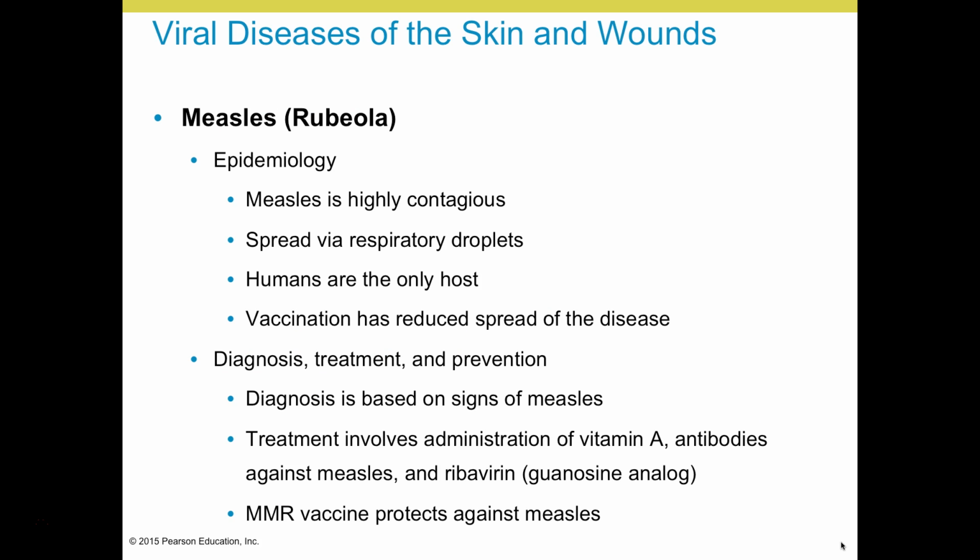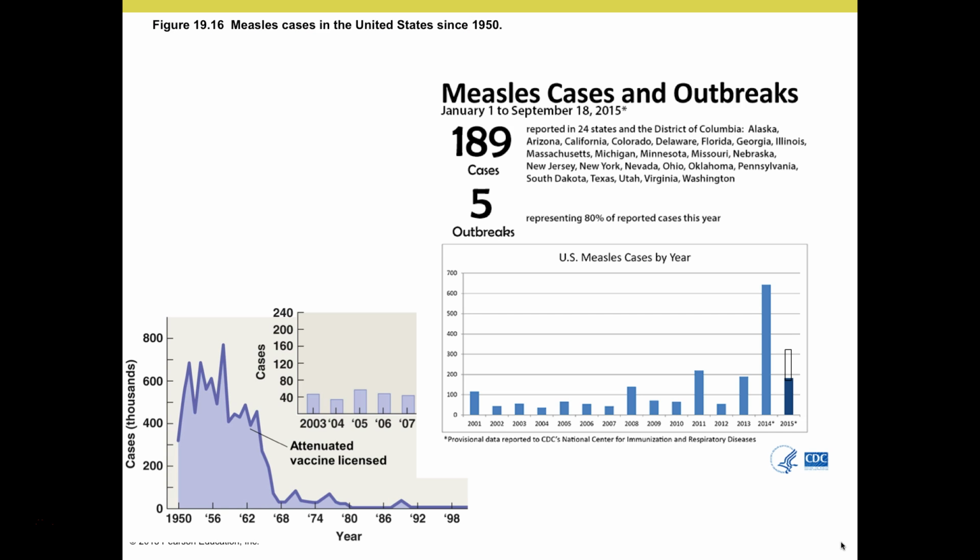Is it contagious? Yes, very contagious. However, vaccination has reduced the spread of the disease. Children are given the vaccination early in age. For diagnosis, again, you look at the signs in the skin and the mouth. And how do we treat it? Well, antibodies, ribavirin, vitamin A, and we do have vaccines that protect against it, the MMR vaccine. And that's something you need to think about: why did we have such a rise in 2014 and a drop again in 2015?